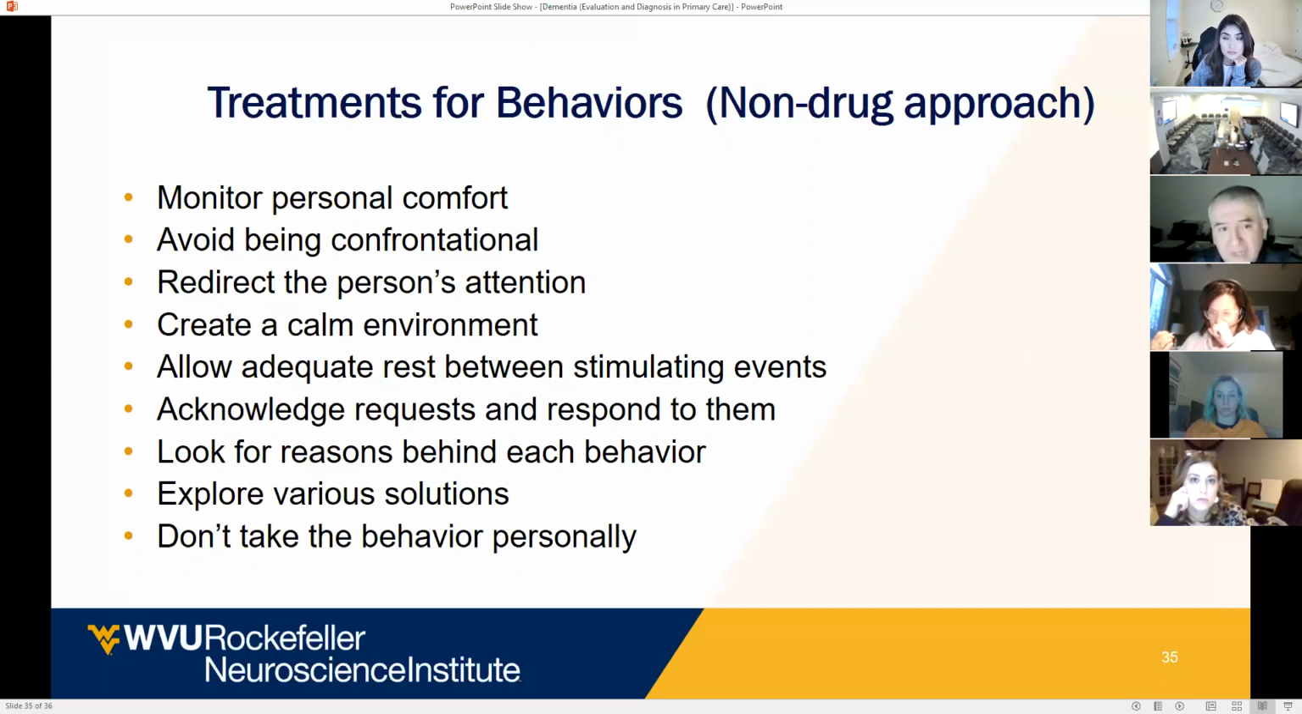A calm environment, probably something like classical music. Be aware that the patient could get extremely anxious if somebody's screaming. Adequate rest. It's very important to acknowledge requests and respond to them. I heard a couple of times people saying, oh, this patient is demented. He doesn't realize anything else. But I don't think that's the case. Many times we have to just politely approach the patient, let them know that we are hearing his request and try to respond to it.